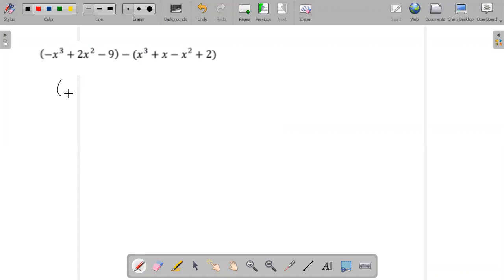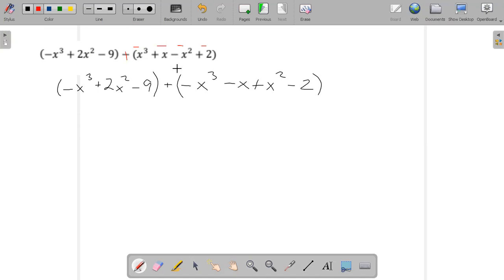So what I'm going to do is keep the front the same. So negative x to the third plus 2x squared minus 9. And then I'm going to change this thing to a positive, and I'm going to distribute that all the way through. So plus negative x to the third minus x plus x squared minus 2. So if you notice, all I did was took this symbol, made it a positive, and made every one of these opposite.